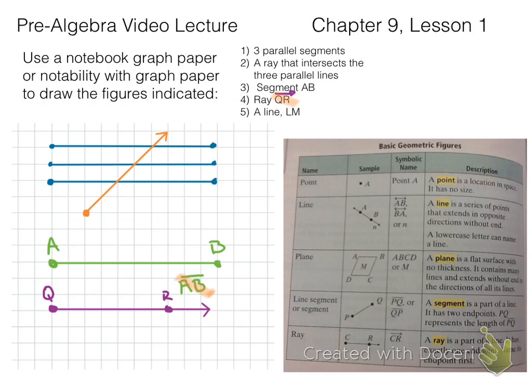Okay? All right. And then we have line LM, which means it goes all the way through L and all the way through M. Oh no, that's a segment, not a line, Miss DH. Let's fix that. There we go. Now it's a line. Now my symbols are also a line because it goes all the way through and has arrows in the symbol.